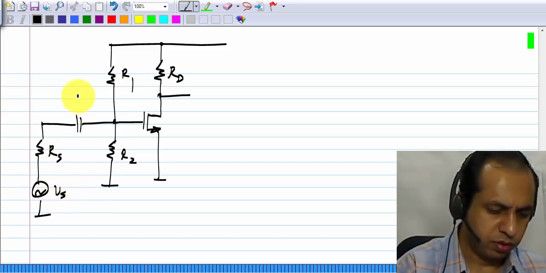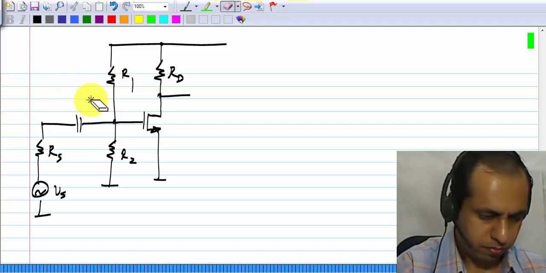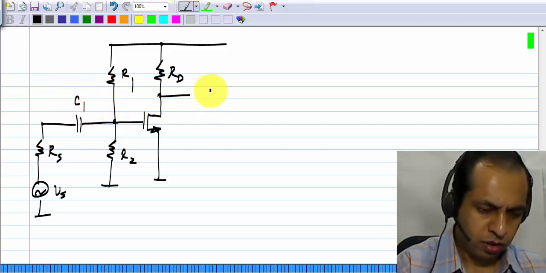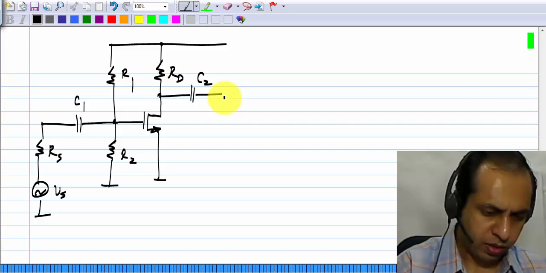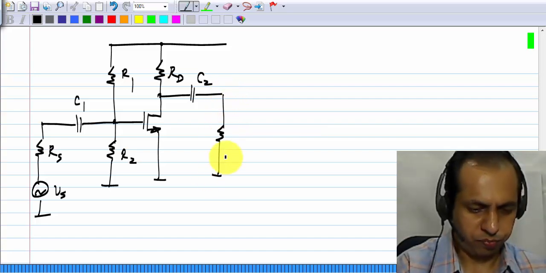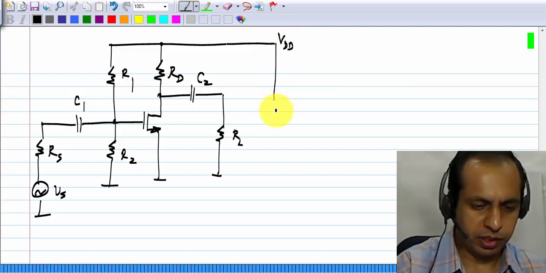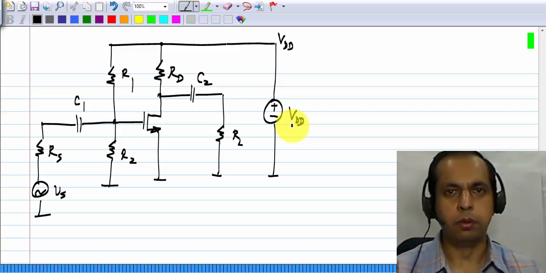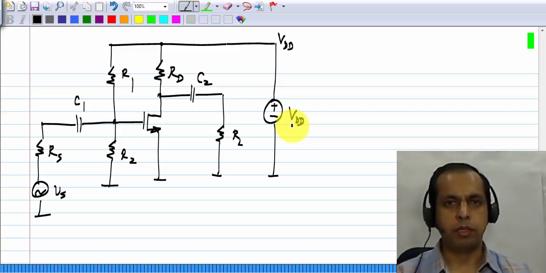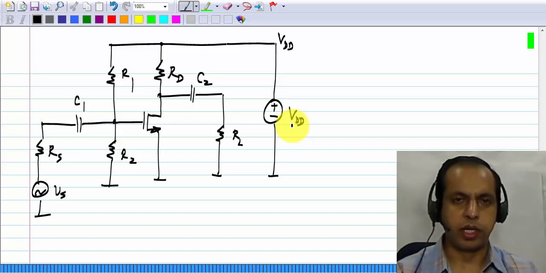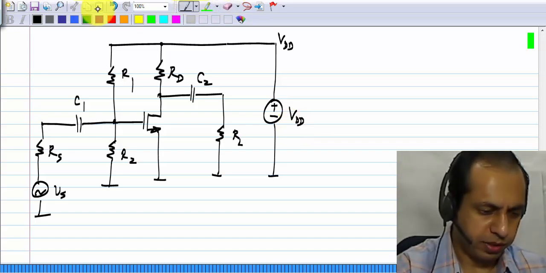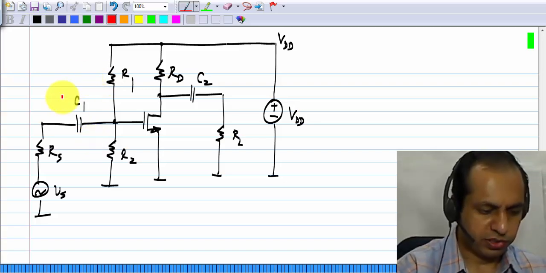So this sets the operating point, and we apply the input here through C1 and take the output through C2, and this is of course VDD, which means that there will be a supply voltage of value VDD between that point and ground. Okay. So again, for this as well, we can define the input and output resistances.